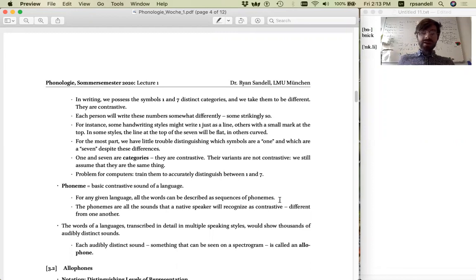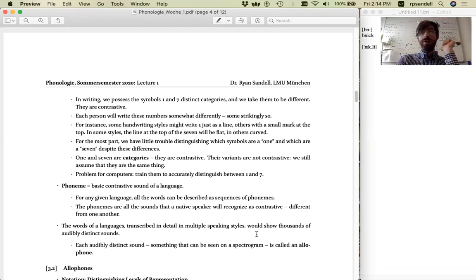Now, if you take the words of a specific language and you were to transcribe the words in detail in multiple speaking styles, those would show lots of different sounds, thousands of audibly distinct sounds. For most speakers, that information about those variants in sounds is completely filtered out, and they simply perceive the categories. But each of those audibly distinct sounds, some of those small differences that you could see on a spectrogram, for instance, if you want to look into the acoustics recording, we would call that an allophone.